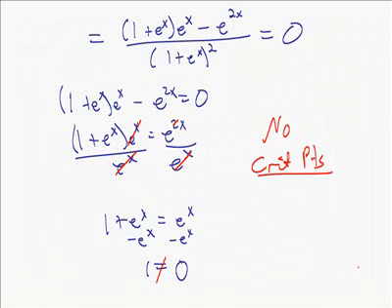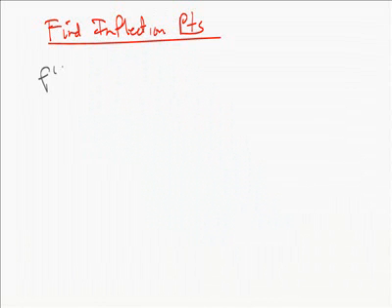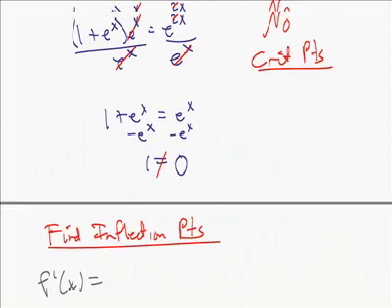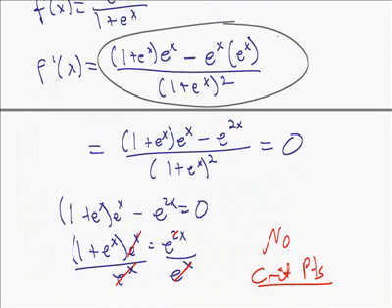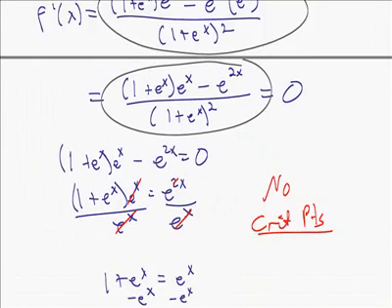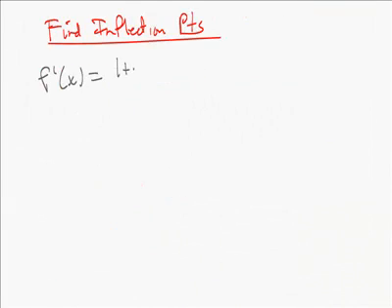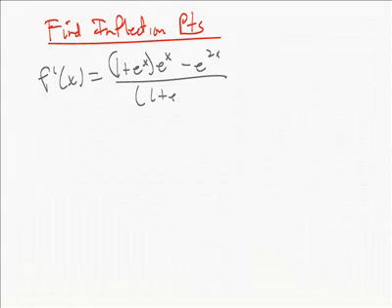So now we're going to look for inflection points. We have no critical points, so no local max and min values. The next thing we want to do is find inflection points, which is where the second derivative is equal to 0. So let's go back to our first derivative. Remember what that was. It was 1 plus e to the x times e to the x minus e to the 2x, over the quantity of 1 plus e to the x squared.